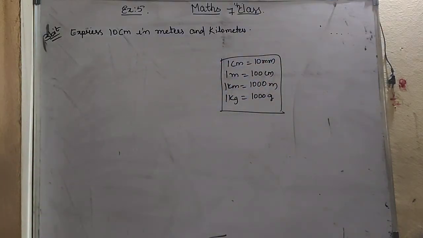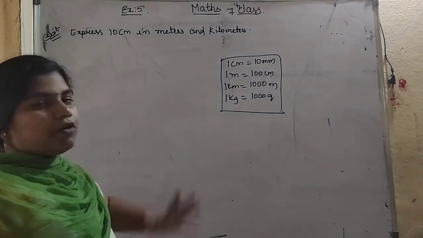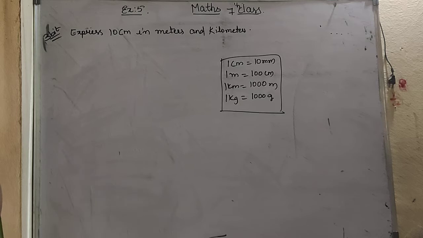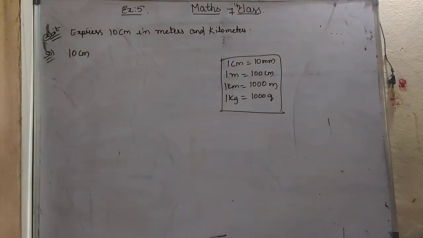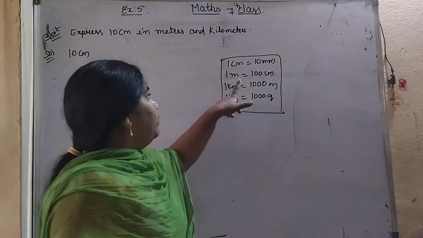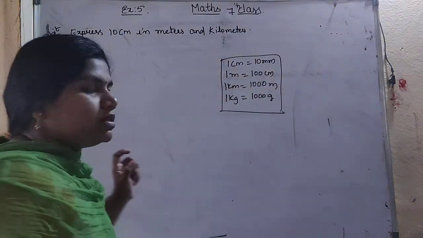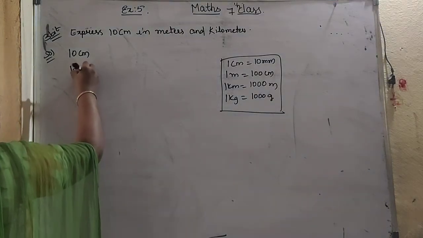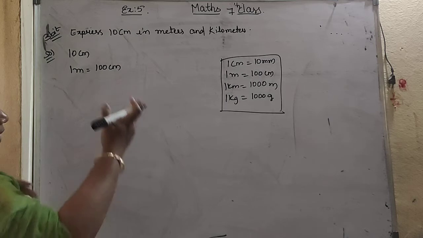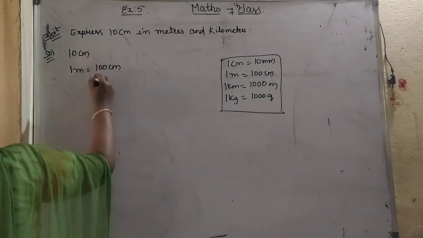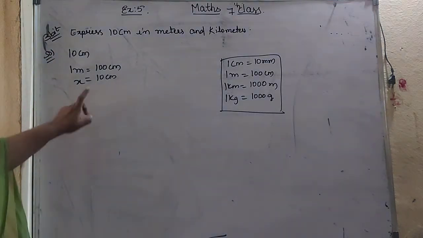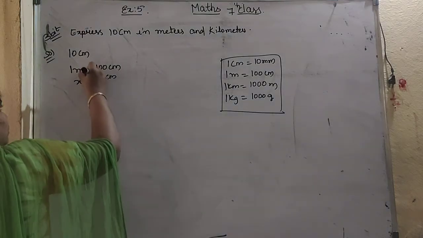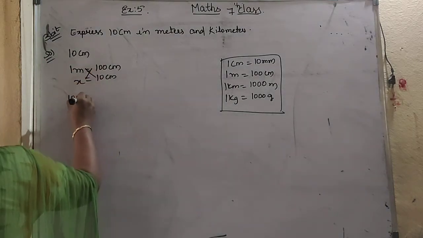By using these conversions we have to find this now. We have to convert 10 centimeters into meters, as well as into kilometers. First we will convert centimeters to meters. They have given 10 centimeters, and we have to convert this into meters. We know that 1 meter is equal to 100 centimeters. Now 10 centimeters is equal to how many meters? This x is an unknown value. So we will do cross multiplication, that is 100 into x will be 100x.